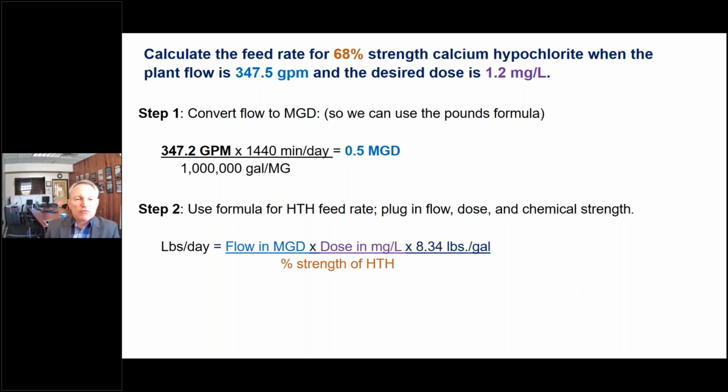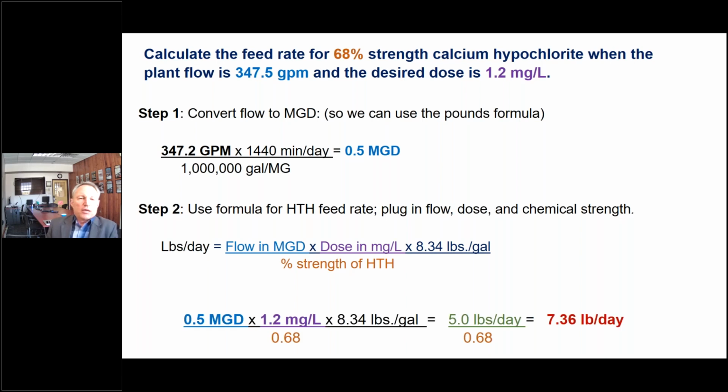So remember, our equation was flow times dose times weight of water divided by the percent strength. When we put those numbers in, here's what it looks like. 0.5 mgd times 1.2 milligrams per liter, that was our dose, times 8.34. Then we divide by 0.68. Remember, we take that percent strength and move the decimal place over 2. And I've left the top and the bottom still there for the equation. You notice there's 5 pounds per day on the top. That's the amount of pure chlorine that we're trying to deliver. And we divide that by 0.68 and we get our result, 7.36 pounds per day. So we need to feed 7.36 pounds per day of calcium hypochlorite in order to deliver that 5 pounds per day of pure chlorine.